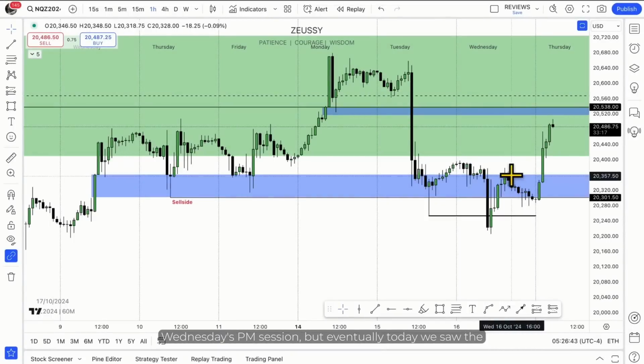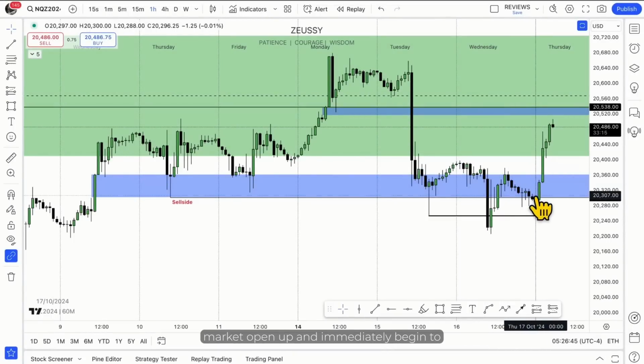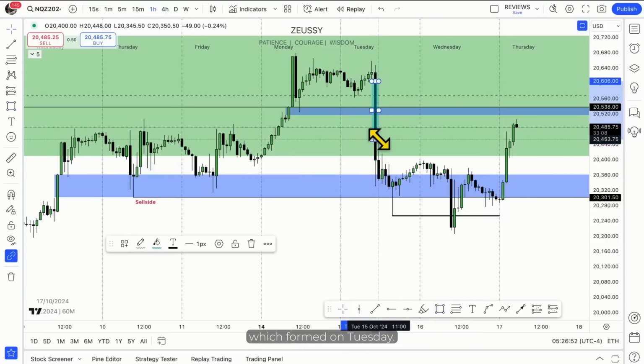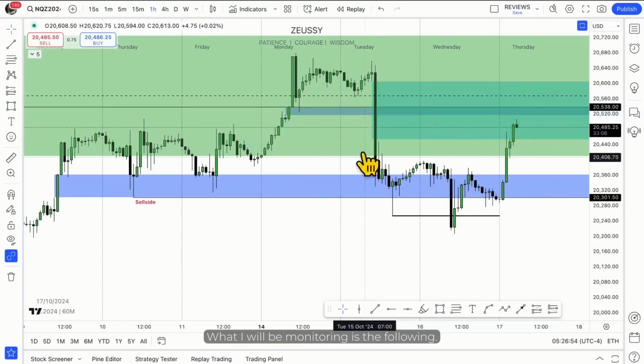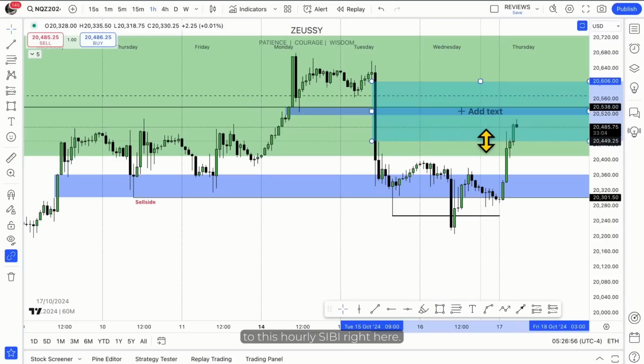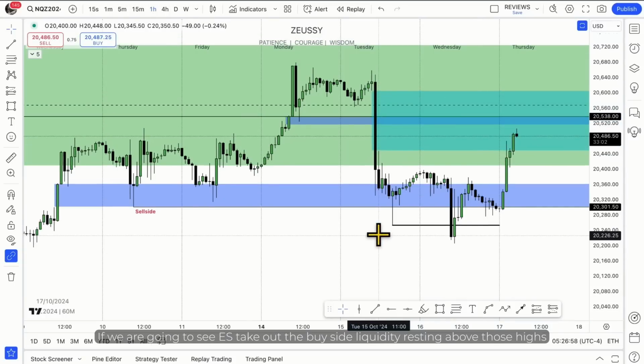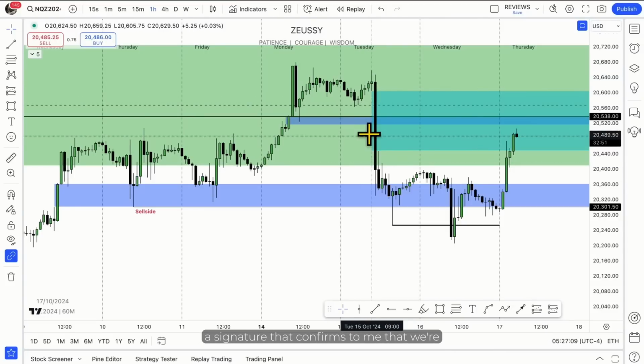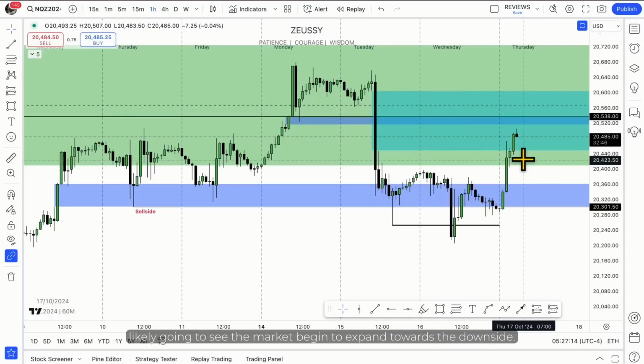Wednesday's PM session, but eventually today we saw the market open up and immediately begin to expand towards the upside, trading into this hourly CB which formed on Tuesday. What I will be monitoring is the following. I will be monitoring the reaction to this hourly CB right here. If we are going to see ES take out the buy-side liquidity resting above those highs, whilst NQ does not and instead rejects this hourly CB, then to me that would be a signature that confirms to me that we're likely going to see the market begin to expand towards the downside.